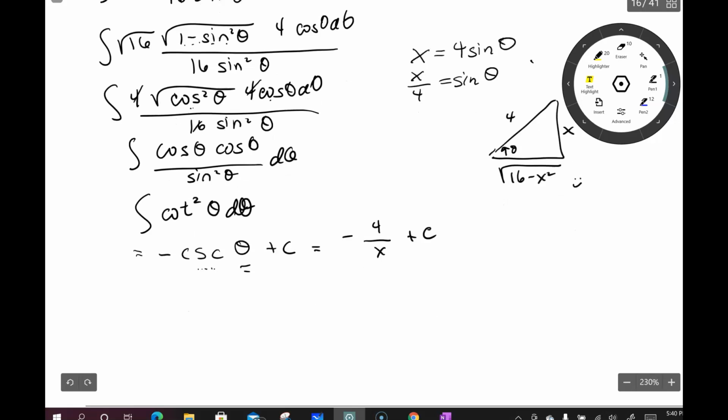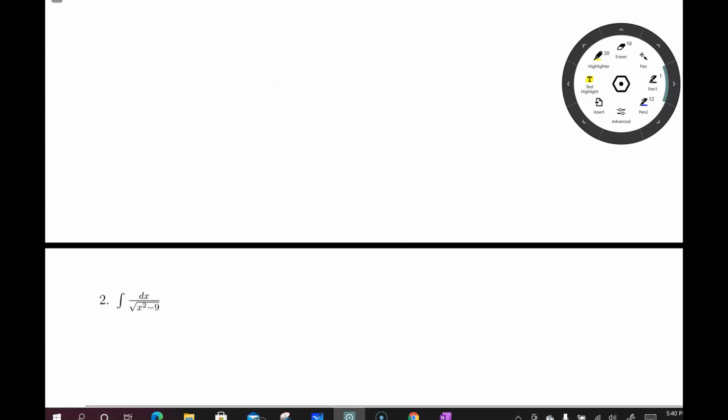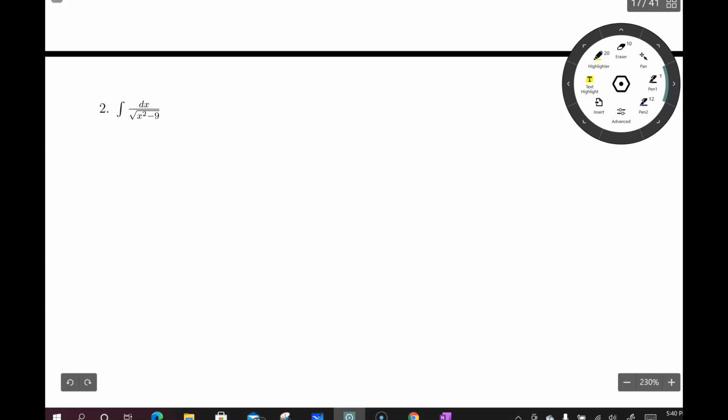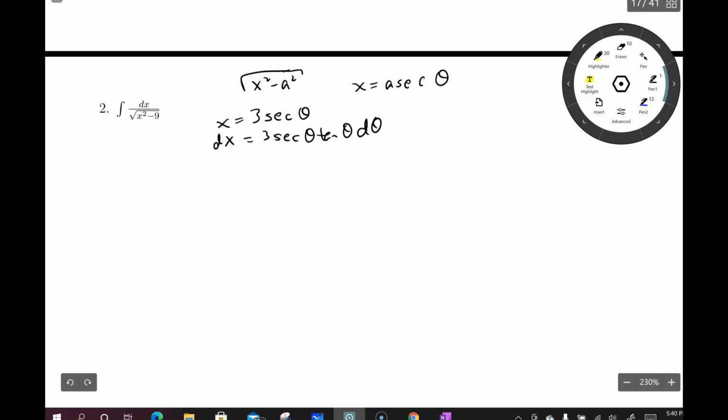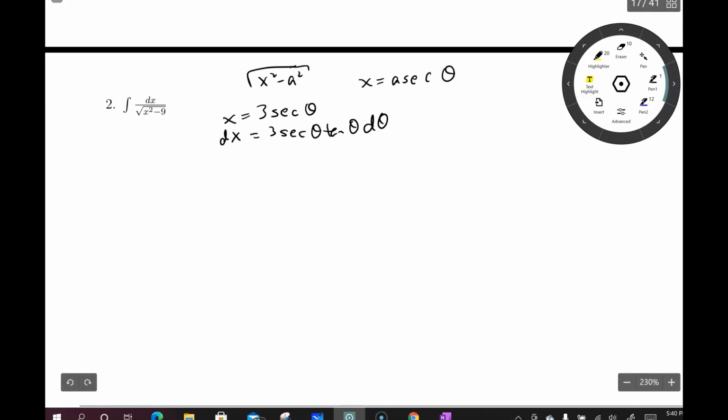So that was kind of a nice short one. All right, let's try another one. Here we go. This has the square root of x squared minus a squared in the denominator. So my substitution is going to be x equals a secant of theta. So this is going to be 3 secant of theta. Again, right away, find the derivative: secant tangent theta. Okay, so you're expecting a little problem to get big.